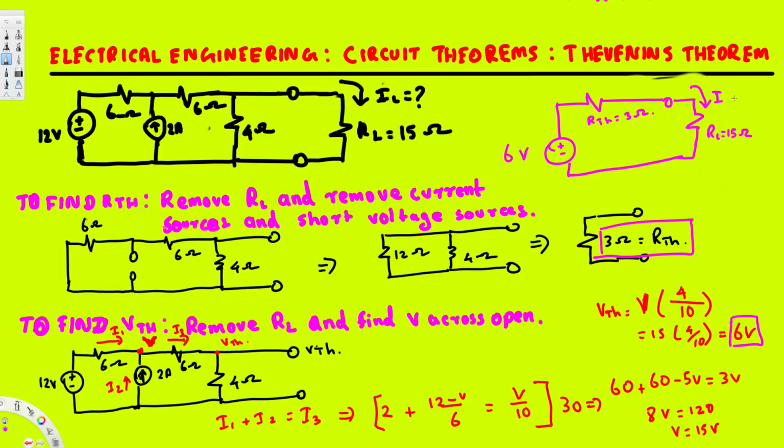Since this is in series, we can find the current easily because current everywhere is going to be equal, and we know that current is equal to voltage over resistance. Here it's going to be the total resistance, voltage is 6 divided by R total, which is 15 plus 3, that's going to be 18. So 6 over 18 is going to be 1 over 3, and that is equal to 0.333 ampere, and that's going to be the current passing through the load resistance.